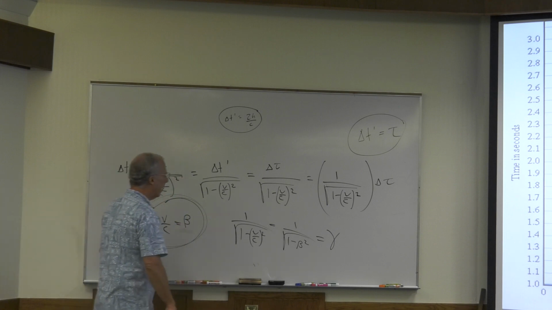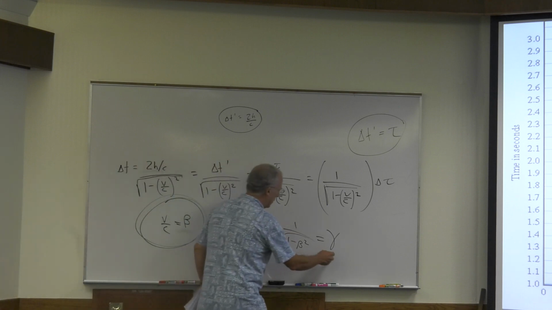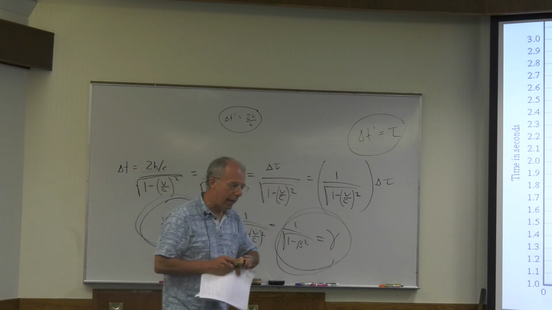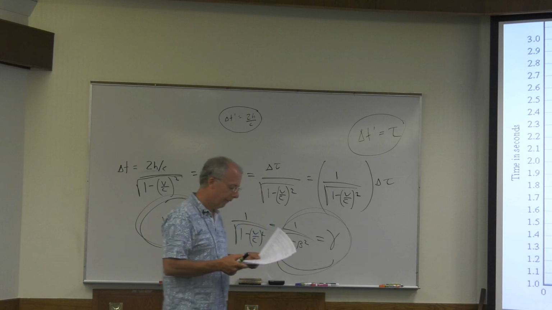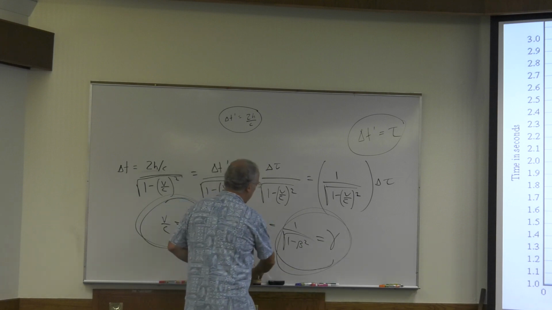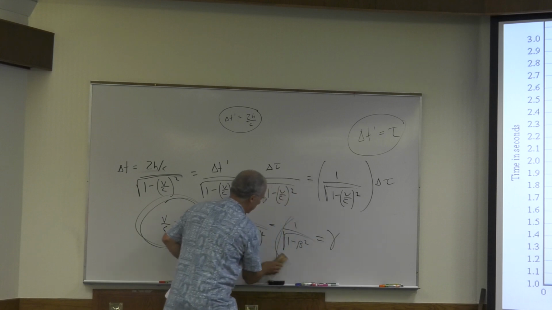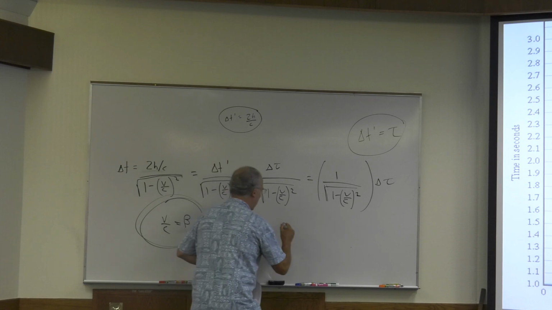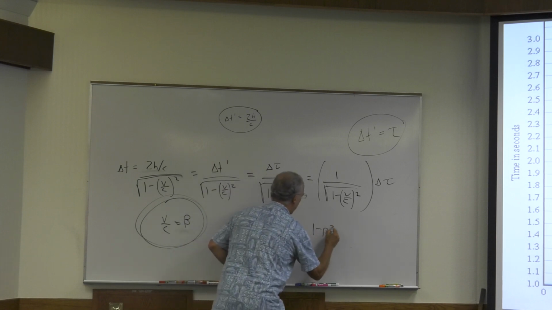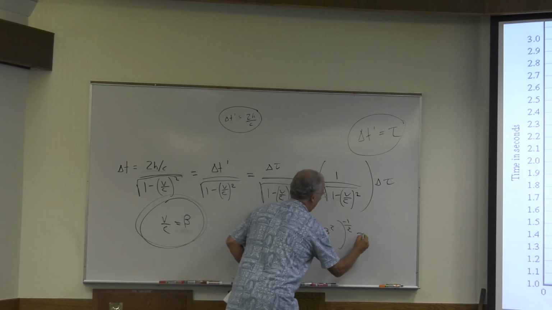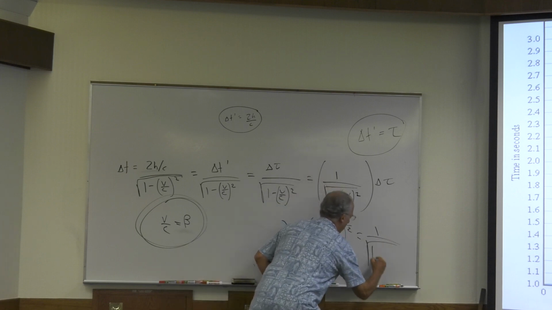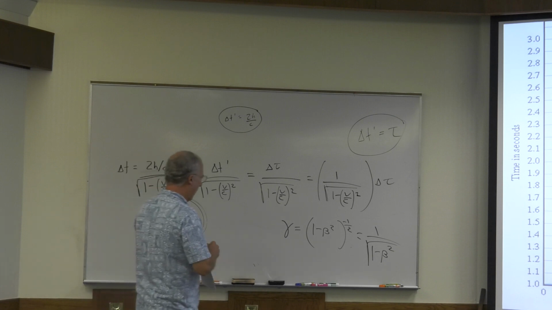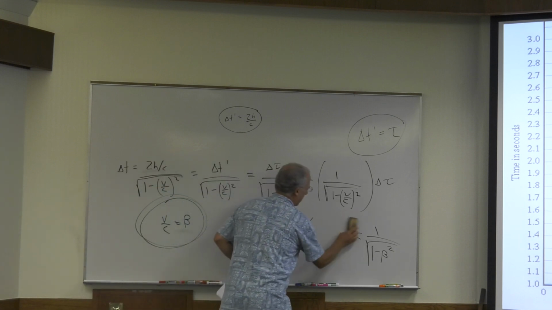So v over c is beta. 1 over square root of 1 minus beta squared is gamma. And you're going to be solving for gamma all the time when you do your relativity problems. You'll see. Now notice, let's go back to this gamma. Gamma is 1 minus beta squared to the minus 1/2 power, however you want to write it. Now, let's look at it like this. Maybe it'll be easier.